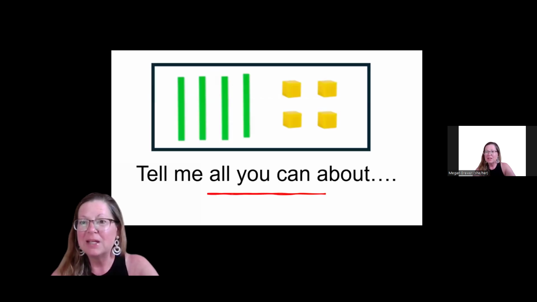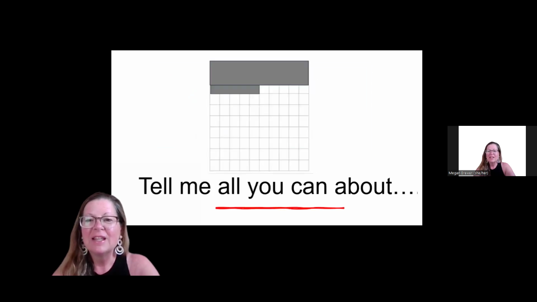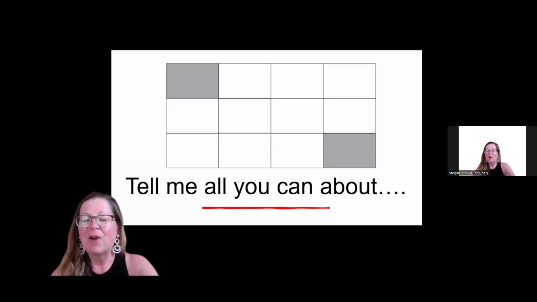Here's an example using base 10 blocks. Here's another example with the 100 grid. Here's an example with fractions.